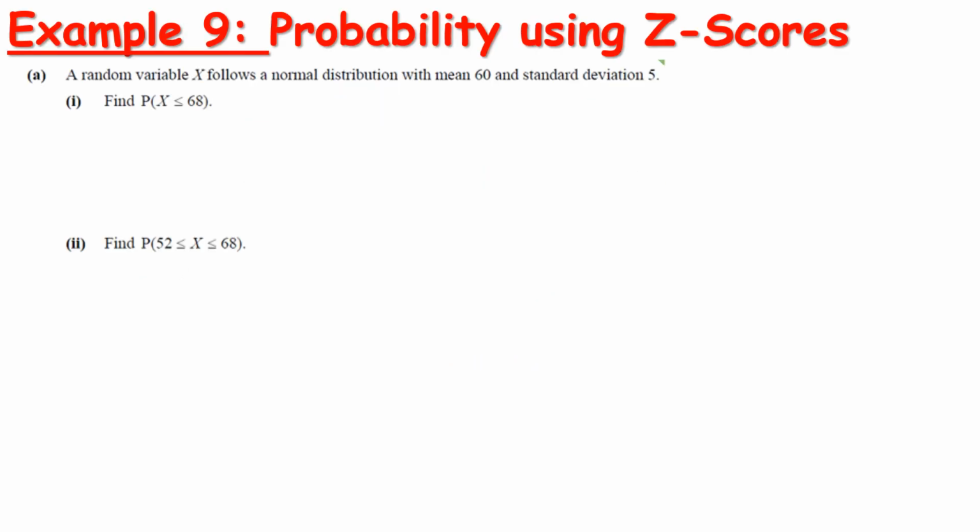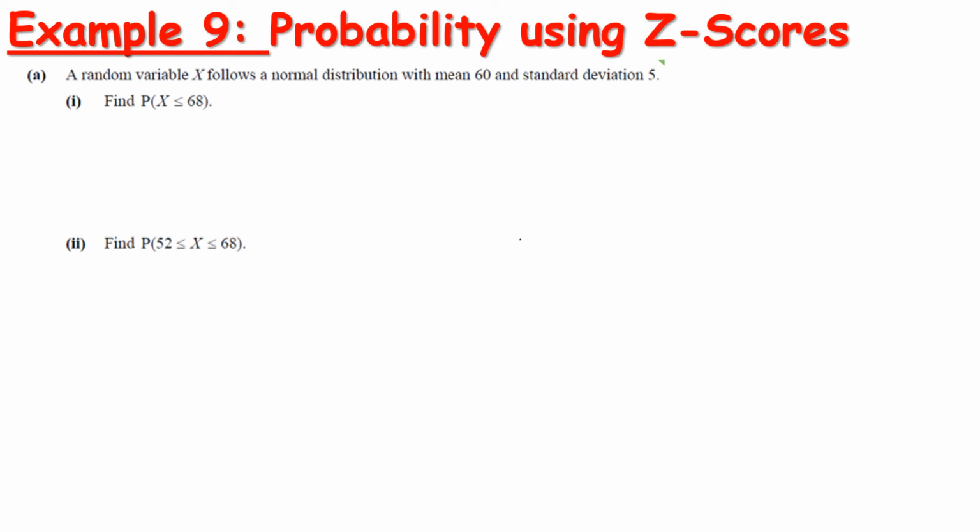Example 4.9, probabilities using statistics. So we're going to get into a more statistical probability in this question before we move on to statistics in the next chapter. So a random variable x follows a normal distribution with mean 60 and standard deviation 5. Find the probability that x is less than or equal to 68.